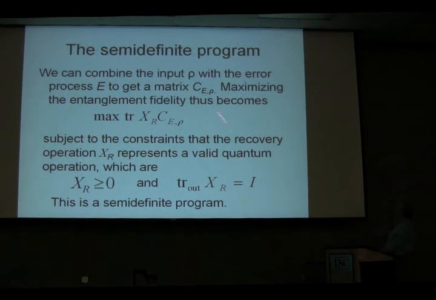For the semi-definite program, you can combine the input rho with the error process E to get a single matrix C sub E rho. This represents the encoding and the channel. Then you maximize trace X_R times C_E rho, subject to the constraints that the recovery operator is a valid quantum operation, which is just this positive semi-definite condition and this linear condition. So you're maximizing a linear function over positive semi-definite matrices, and this is a semi-definite program.